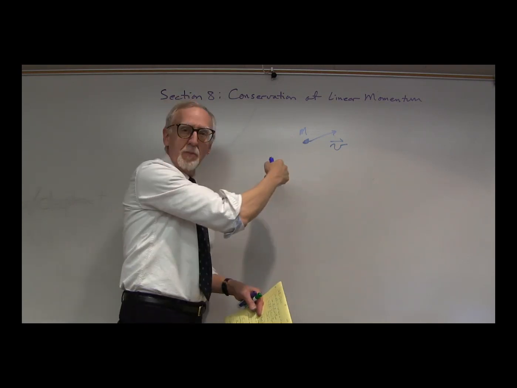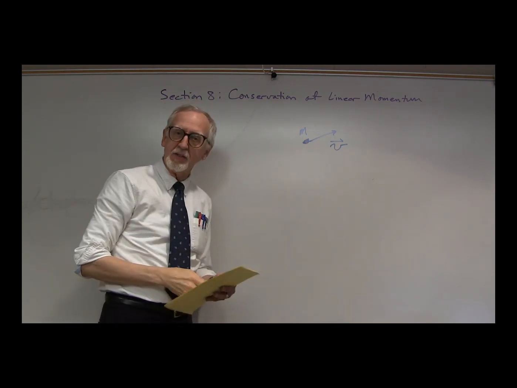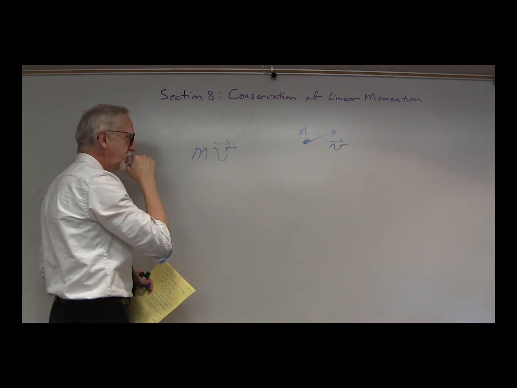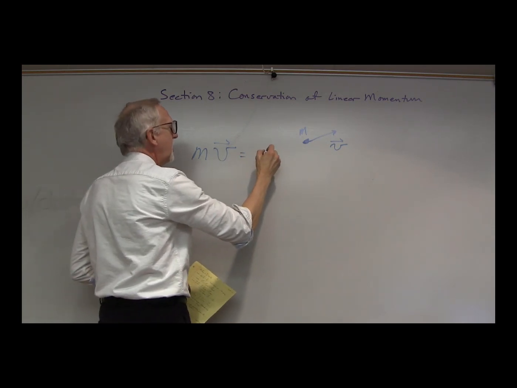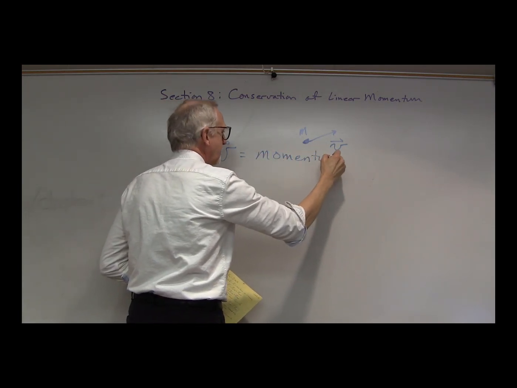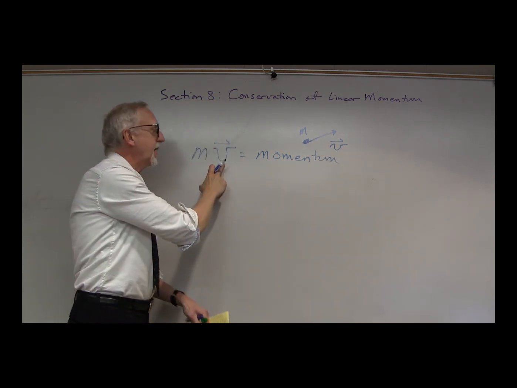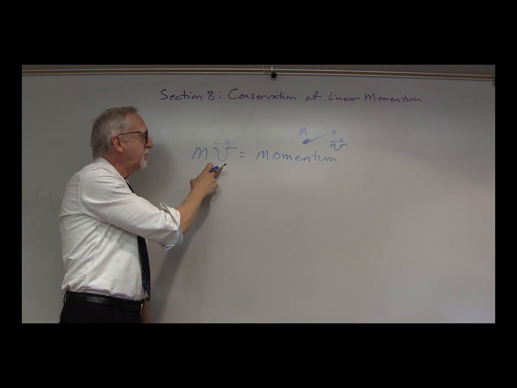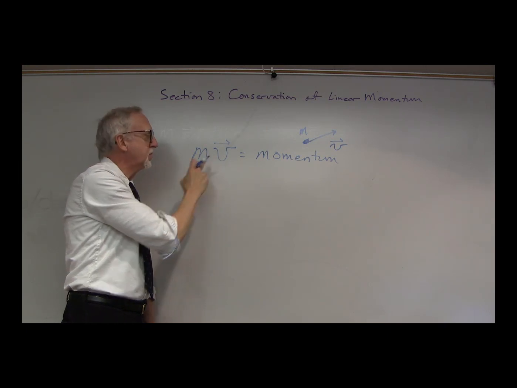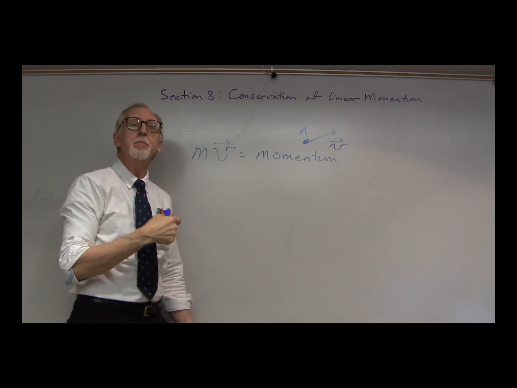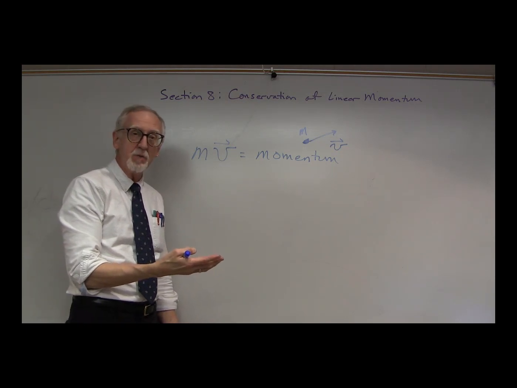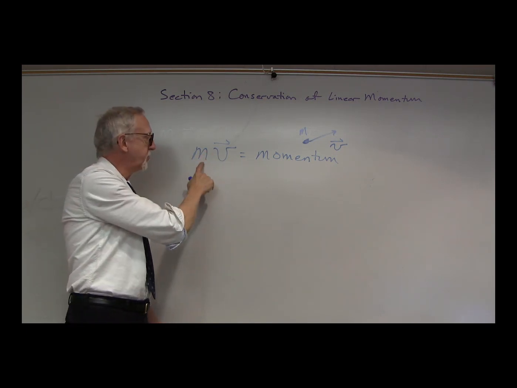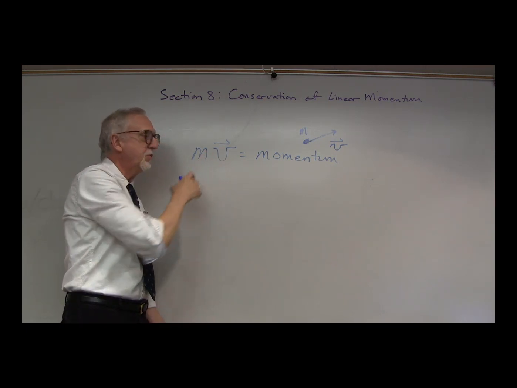Let's imagine we have a single object, a single particle of mass m moving at some velocity v. I'm going to define this quantity, the mass times the velocity. This is what we call the momentum. The momentum is a vector quantity, since it depends on the vector velocity. The mass is a scalar, and remember, whenever you multiply a vector by a scalar, you get another vector that points in the same direction as the original vector, opposite if the scalar is negative, but masses cannot be negative, as far as we know.